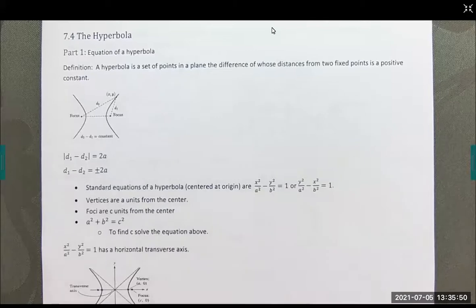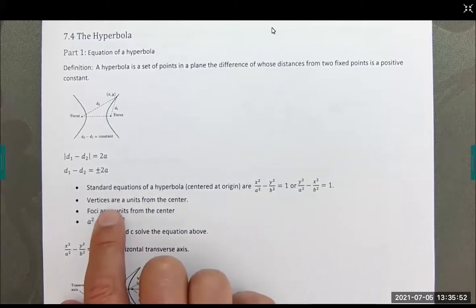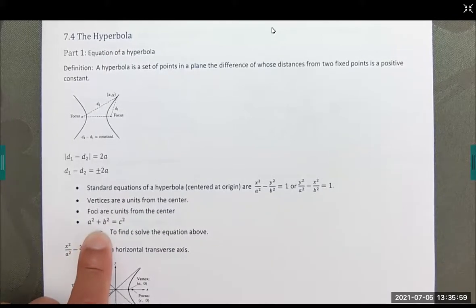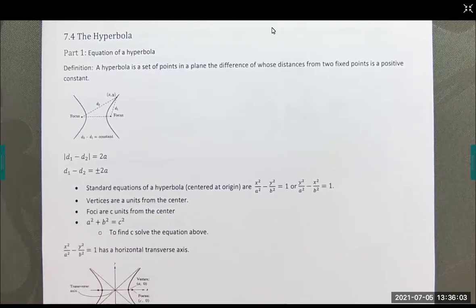That brings us to a few things. The vertices are a units from the center. The foci are c units, and the equation that we have for this one is a squared plus b squared equals c squared. Looks familiar. And you can see triangles end up here often as well.